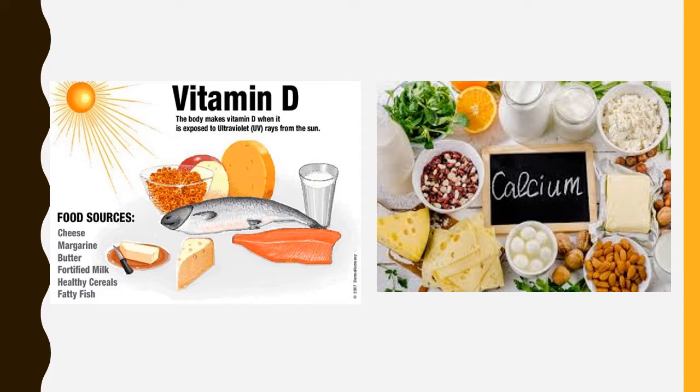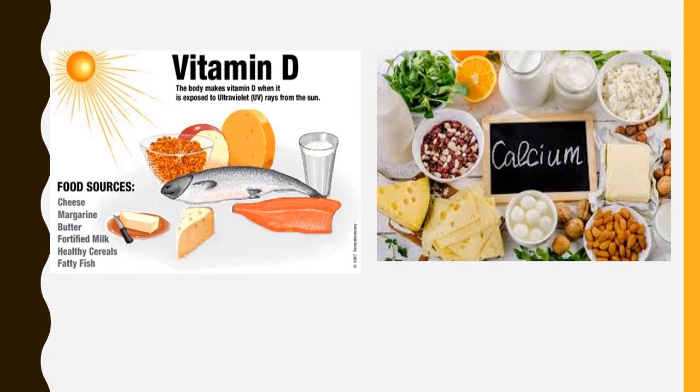The food sources rich in vitamin D include cheese, margarine, butter, fortified milk, healthy cereals, and fatty fish. And all of us know calcium sources, because vitamin D needs calcium to help its absorption and to help its deposition in the bone. All of us know that dairy products, eggs, and fish are rich in calcium as well.